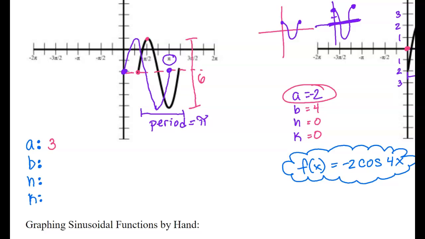Because look, it tells you that this is pi over 2, this tick mark. So I know that this tick mark is halfway between 0 and pi over 2. Halfway between 0 and pi over 2 is pi over 4. That's why it's just shifted over.